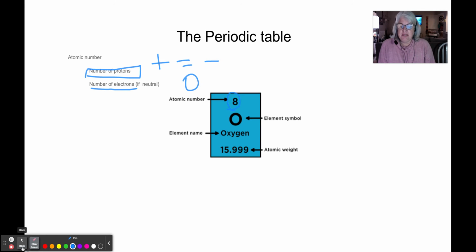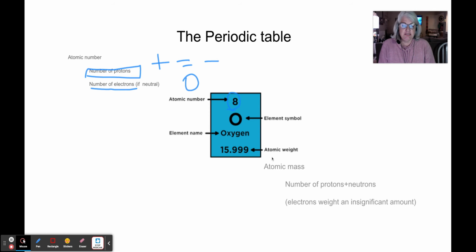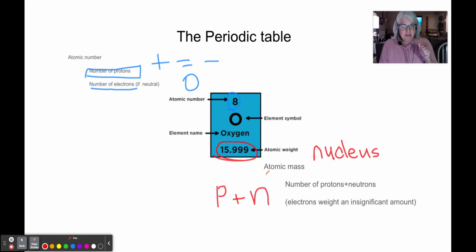Okay. The next thing on the periodic table is the atomic weight or the atomic mass. Remember, I said the atomic mass is mostly found in the nucleus because that is where the proton and the neutron are. So when we look at what the mass of an atom is, it is going to be the number of protons plus the number of neutrons, if you round it up. Now, some of you probably learned about average atomic mass. We're not going to talk about that in this class, so always round the atomic weight or the atomic mass to a whole number and then use that number.